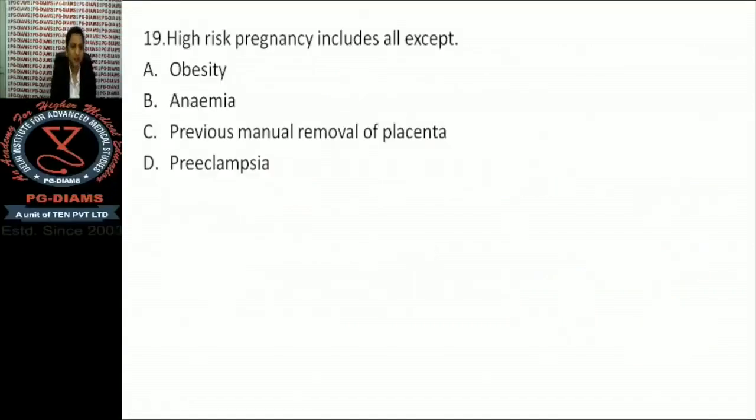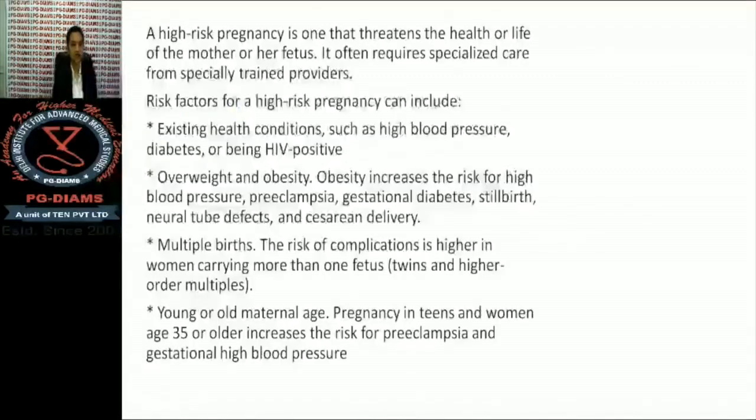High risk pregnancy includes all except, now the options, if these were the options, here I would mark previous manual removal of placenta, because obesity is an indication of high risk pregnancy. Anemia and preeclampsia definitely are high risk conditions. Now according to all the data that I collected, I could come up with this.